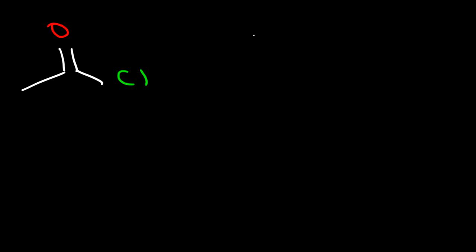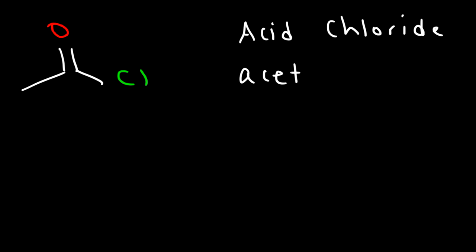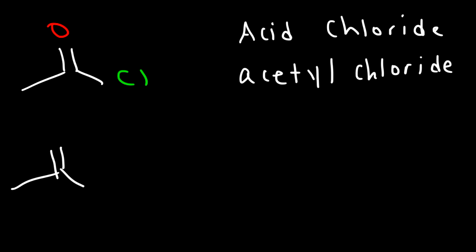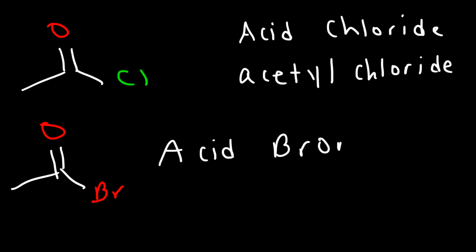Next up is an acid chloride. This is also known as acetyl chloride. Now you can have a different halogen attached to it. For instance, we could have a bromine atom attached to it, and so this would be called an acid bromide instead, or acetyl bromide.